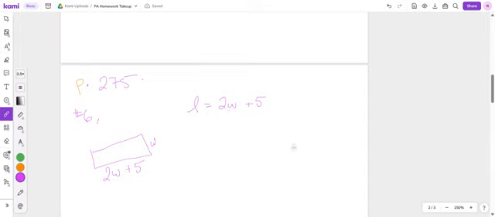And then they're saying the area equals length times width, and the area is 33 centimeters squared. So we would go (2W plus 5) times W.